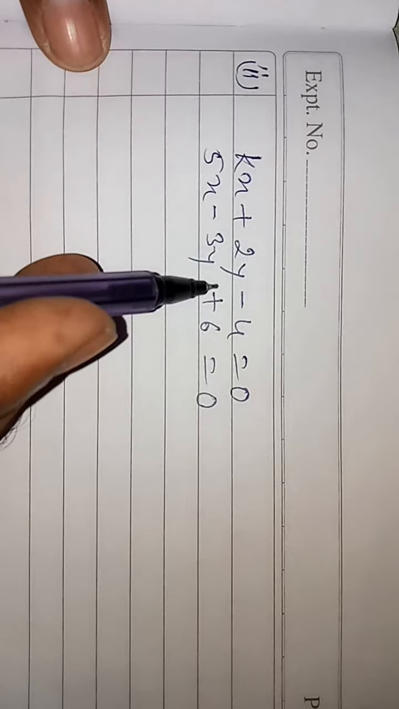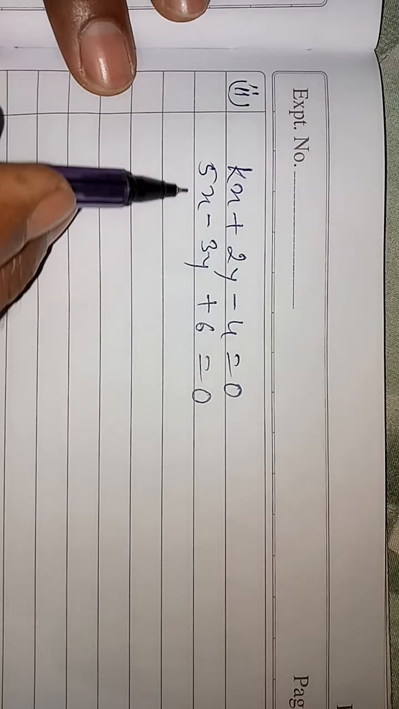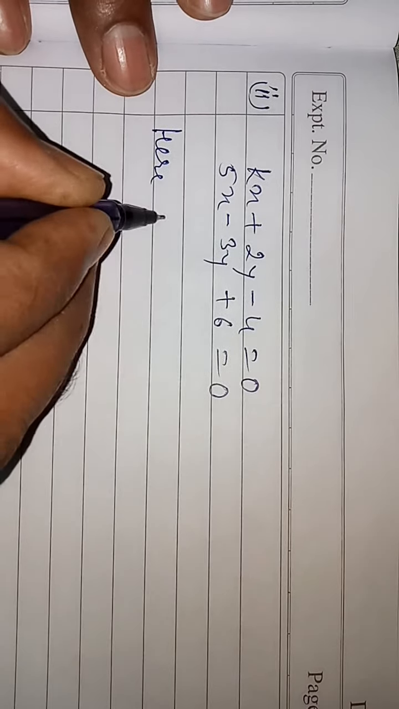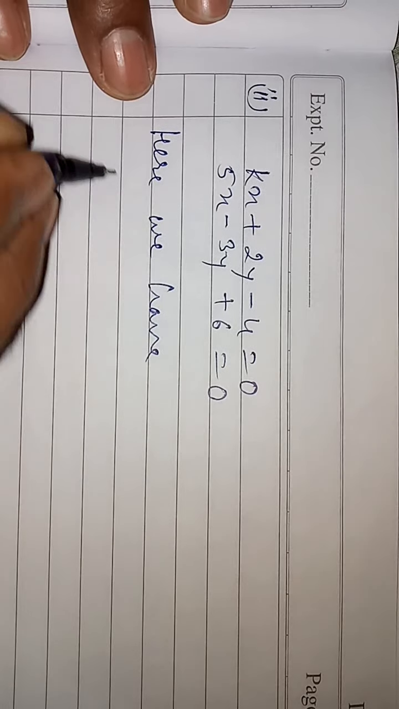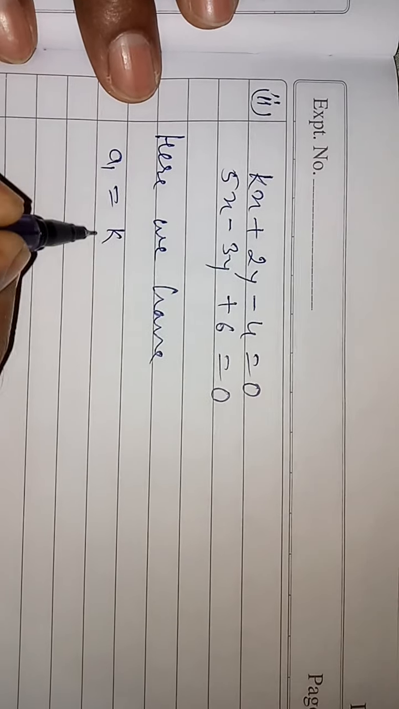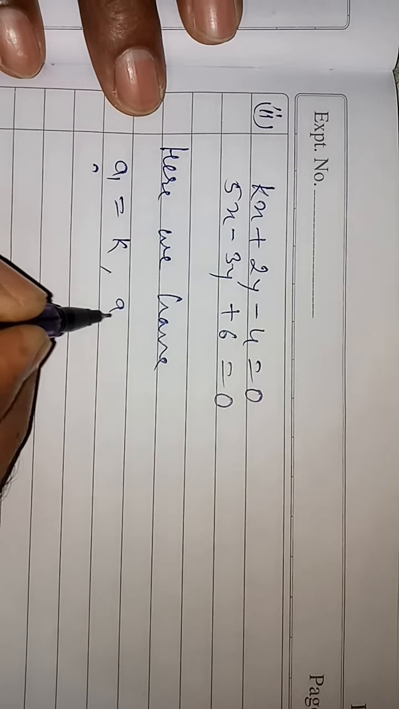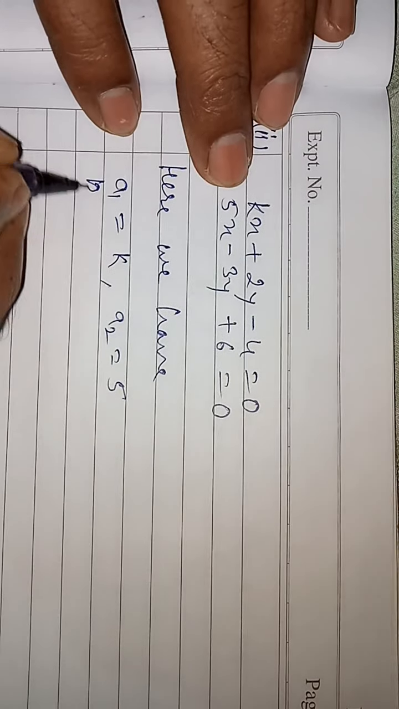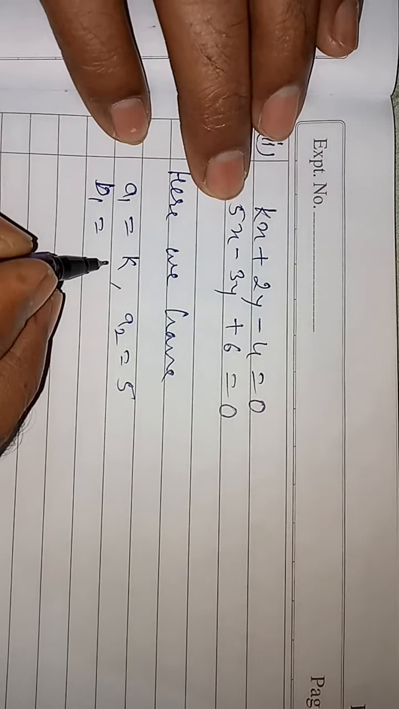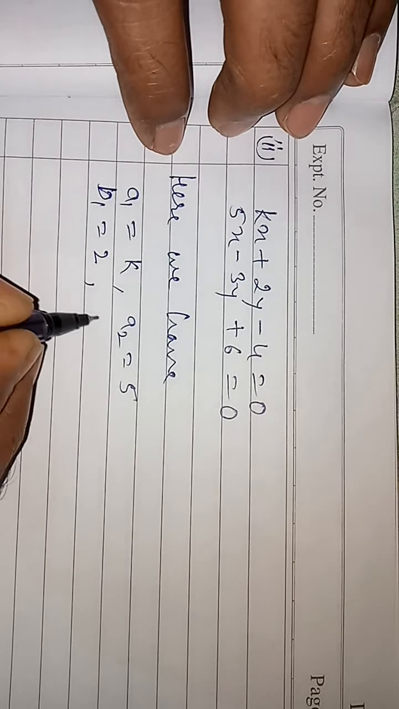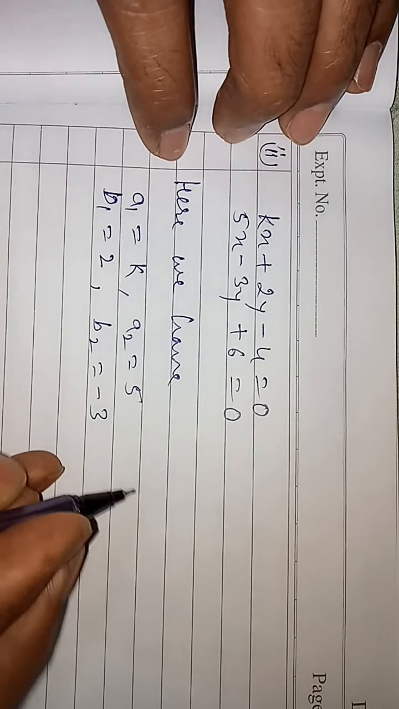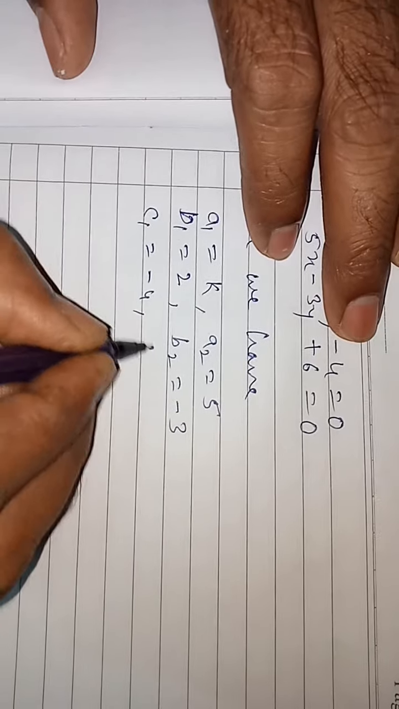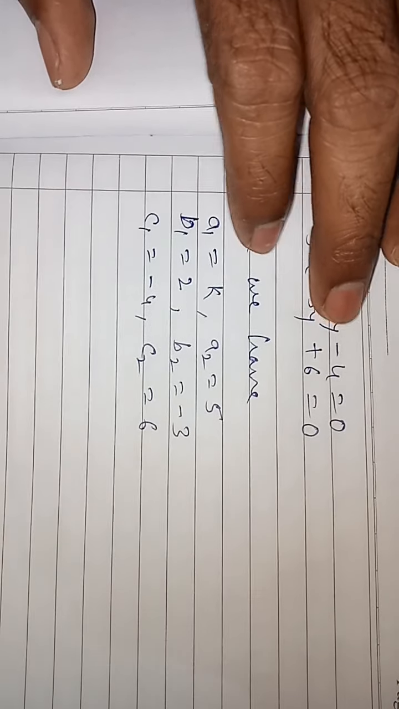Second question is kx plus 2y minus 4 is equal to 0, 5x minus 3y plus 6 is equal to 0. Here we have a1 is equal to k, a2 is equal to 5, b1 equal to 2, b2 is equal to minus 3, c1 equal to minus 4, c2 is equal to 6.